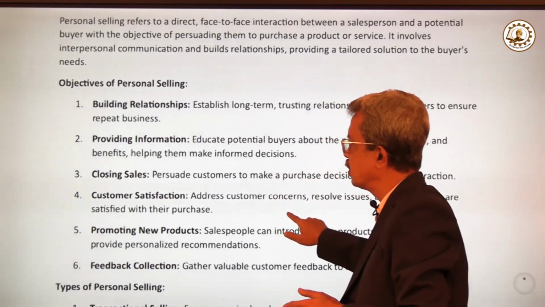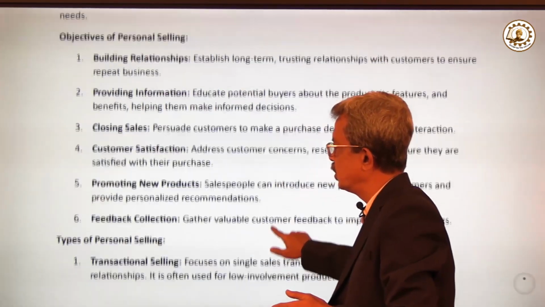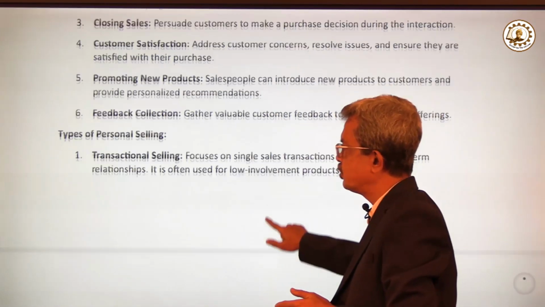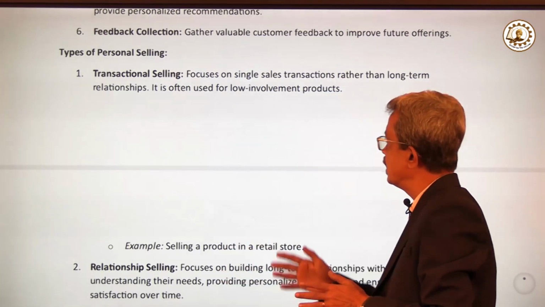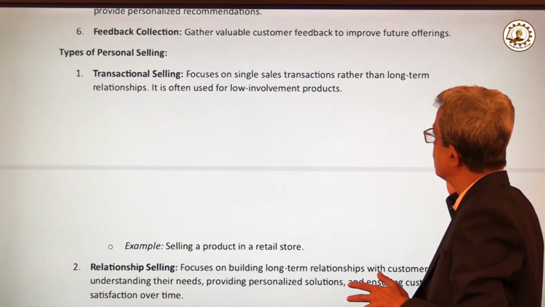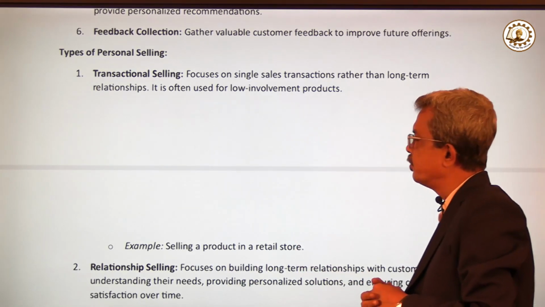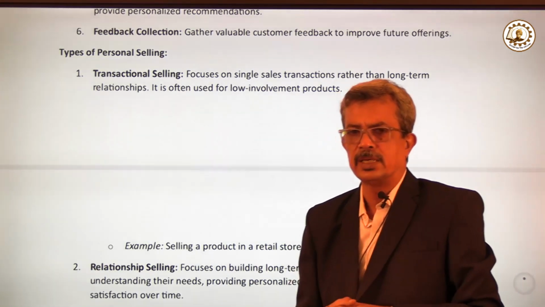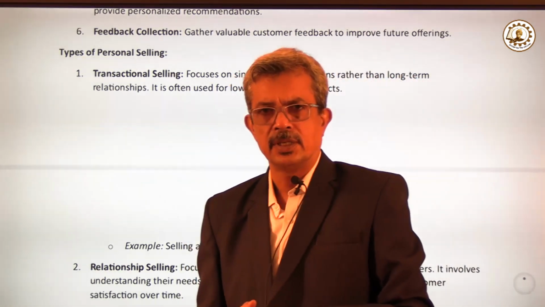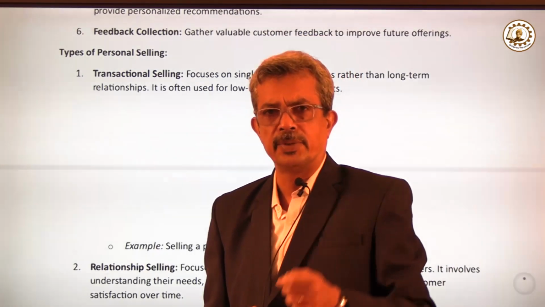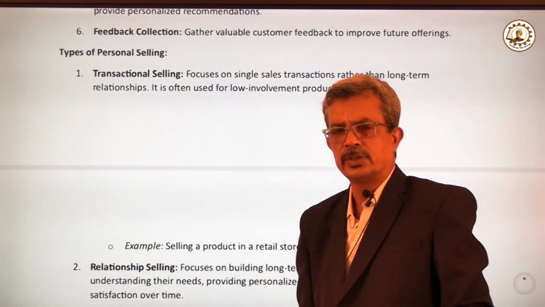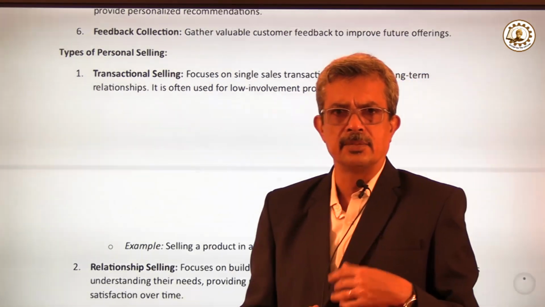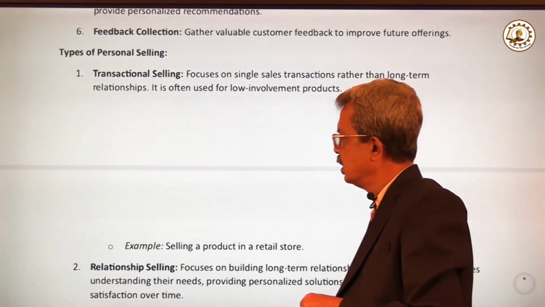Objectives: brand building, closing sales, customer satisfaction, promoting new products, feedback, and types of personal selling. You need to understand these are very important for transactional selling, where a single sales transaction has a long-term relationship. It is for low-income products. You go to a shop and buy a chocolate, or a writing pen, a gel pen. It's transactional selling. It doesn't involve too much relationship. It's just buy and take.